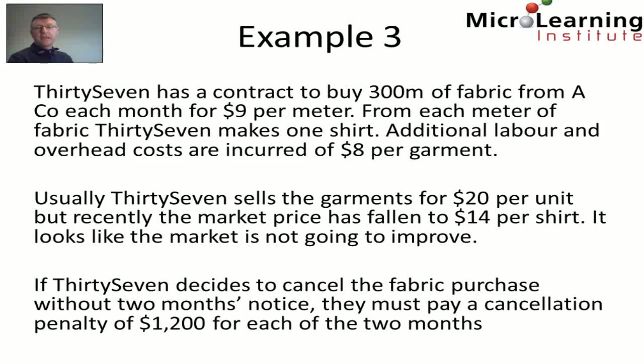Usually, ThirtySeven sells the garments for $20 per unit, but recently the market price has fallen to $14 per shirt, and it looks like the market is not going to improve. If ThirtySeven decides to cancel the fabric purchase with 2 months' notice, they must pay a cancellation penalty of $1,200 for each of the 2 months.